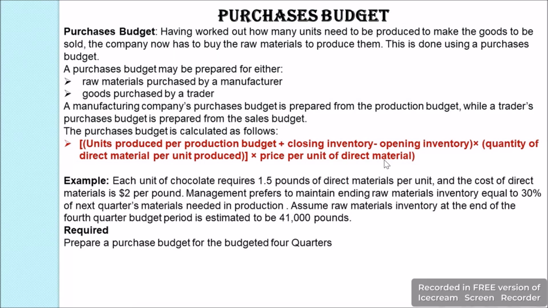And now we'll understand this with the help of an example, where we will continue with the same example of H&T Limited. Each unit of chocolate requires 1.5 pounds of direct material per unit, and the cost of direct material is $2 per pound. And the management prefers to maintain ending raw material inventory equal to 30% of the next quarter's material needed in production. Assuming the raw material inventory at the end of the fourth budgeted quarter is estimated to be 41,000 pounds, we are asked to prepare the purchase budget for the budgeted 4 quarters.